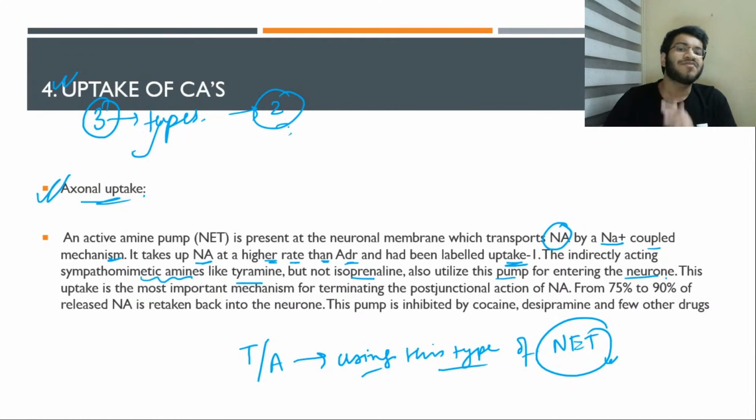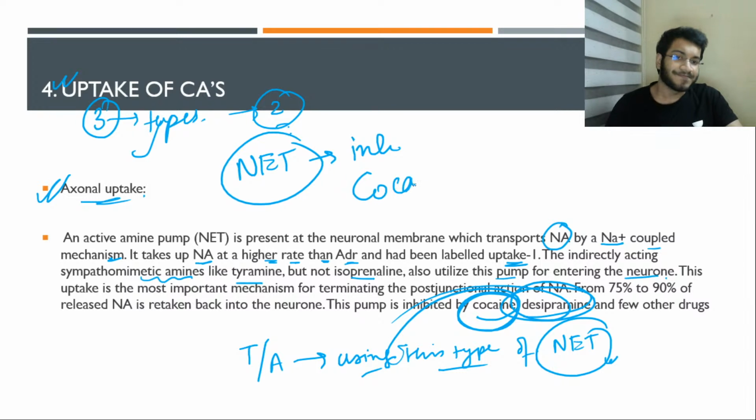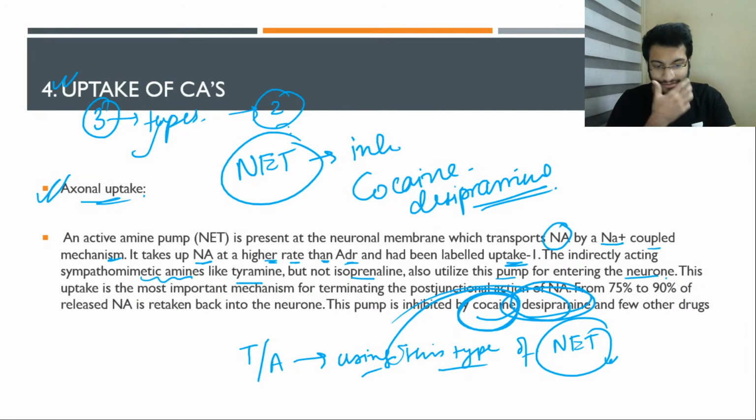This uptake is the most important mechanism for terminating the post-junctional action of Na. From 75% to 90% of the released Na is retaken back into the neuron, and this pump is inhibited by cocaine, desipramine and a few other drugs. This is the important thing, that this pump is inhibited by cocaine, desipramine. NET can be inhibited by cocaine, desipramine, right? I hope it's fine, everything is going good, right?